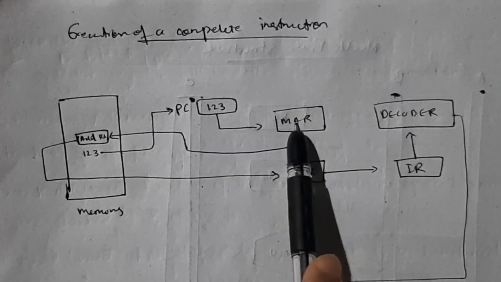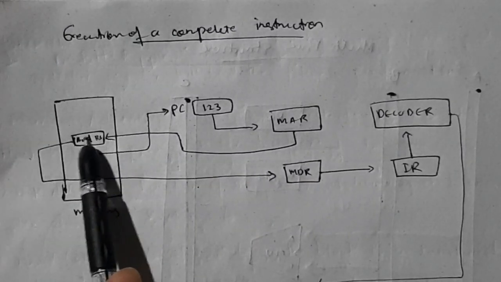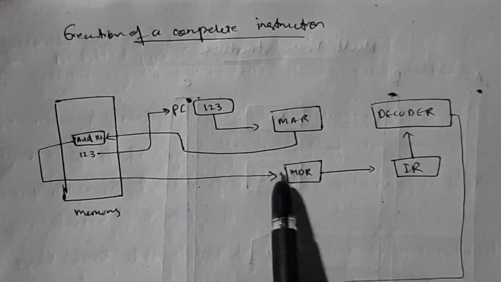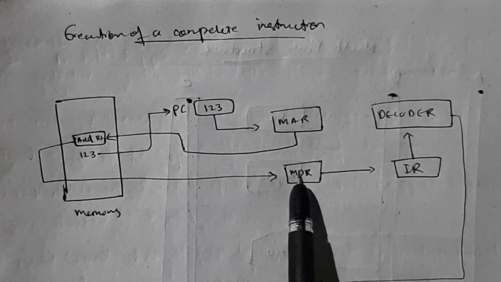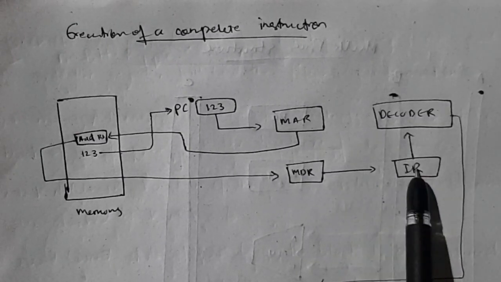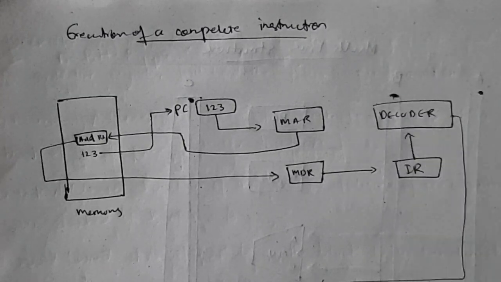MAR is the memory address register. So this address will be fetched, and whatever is stored at that address, that instruction will be given to MDR. MDR is the memory data register. So here the number which is to be added will be stored. That will be sent to IR. IR is the instruction register, and the instruction register will send it to the decoder. The decoder will decode the instruction.